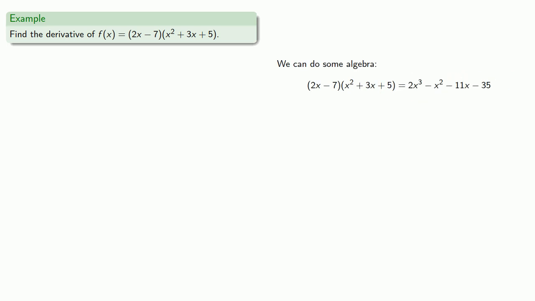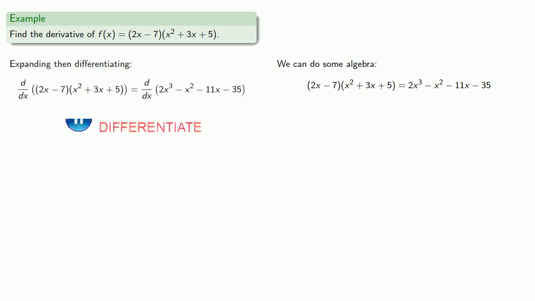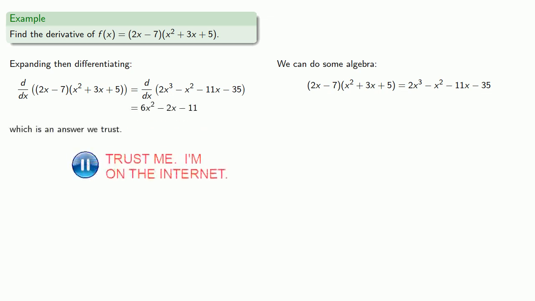And that gives us a nice polynomial we can differentiate. So expanding, then differentiating gives us this. And you should view this as an answer we trust.